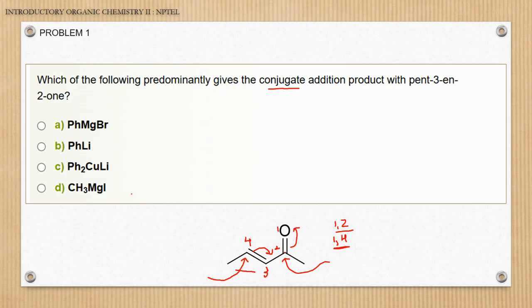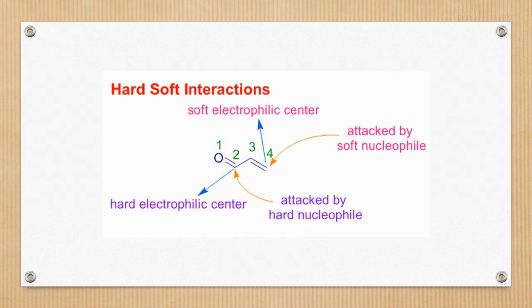Just take a look at that. I have told you that 1,2 addition is the direct addition and 1,4 addition is the conjugate addition, that is, the addition of the nucleophile at the beta carbon of the alpha beta unsaturated compound. Now here comes the role of HSAB theory. First of all, this alpha beta unsaturated ketone, aldehyde or carbonyl compound has two electrophilic centers, right? One electrophilic center is this, and the second electrophilic center is this.